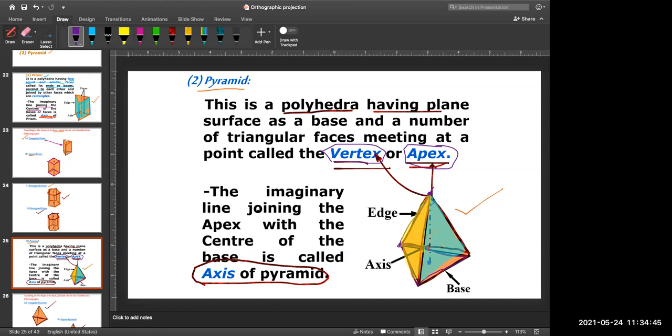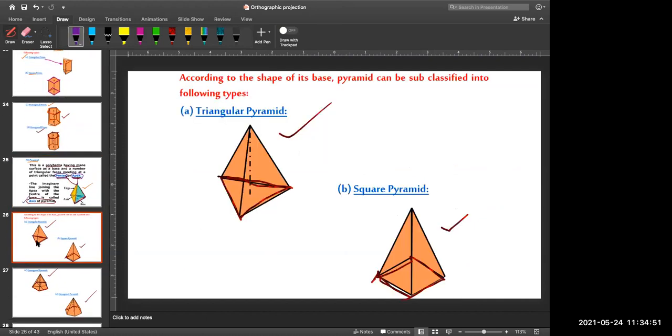So the imaginary line joining the apex with the center of the base is called your axis of the pyramid. Now, based on the geometry of the base, you can see the classification of pyramids. This is called your triangular pyramid. Here at the base, you have one square. So this is a square pyramid.